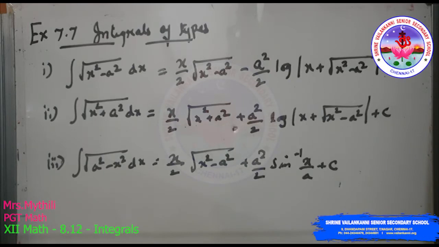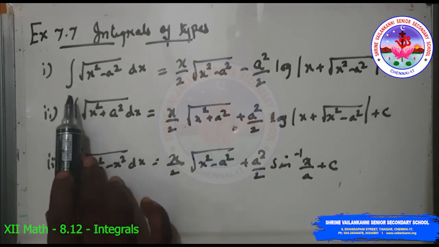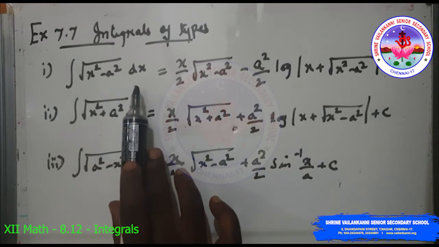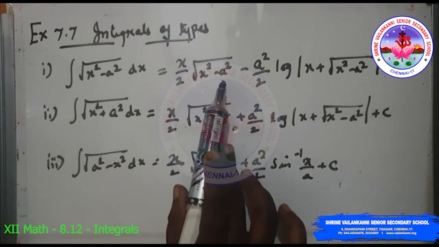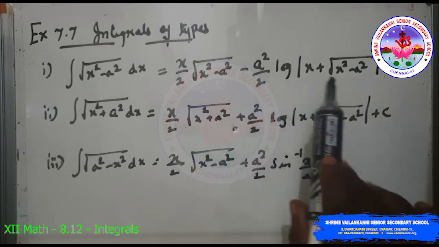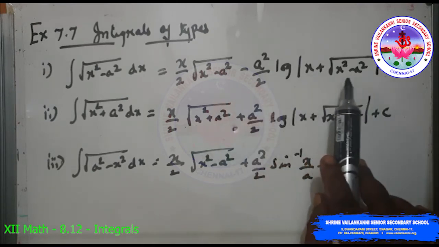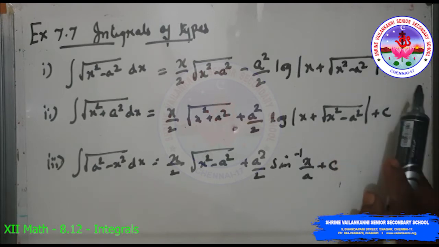Welcome children. Here we discuss some special type of standard integrals based on the techniques of integration by parts. So we are going to use three types of integrals in this exercise. Exercise 7.7. The first one is integral of root of x square minus a square dx, which is equal to x by 2 root of x square minus a square minus a square by 2 log of modulus of x plus root of x square minus a square plus c.